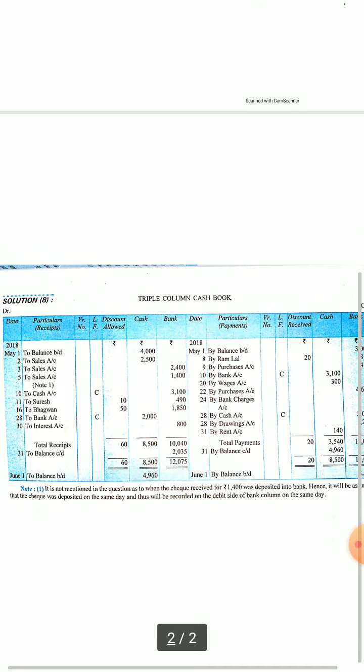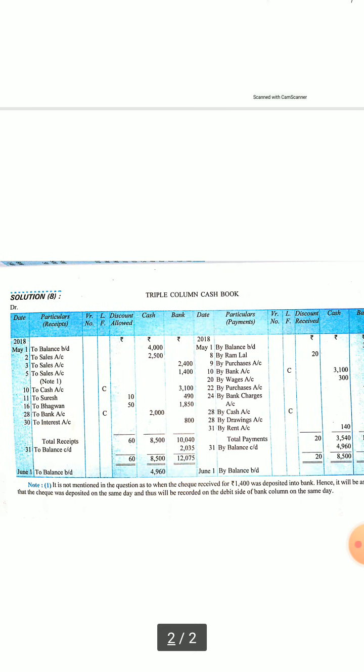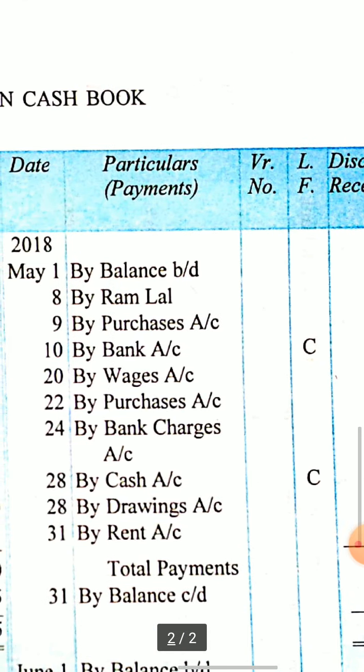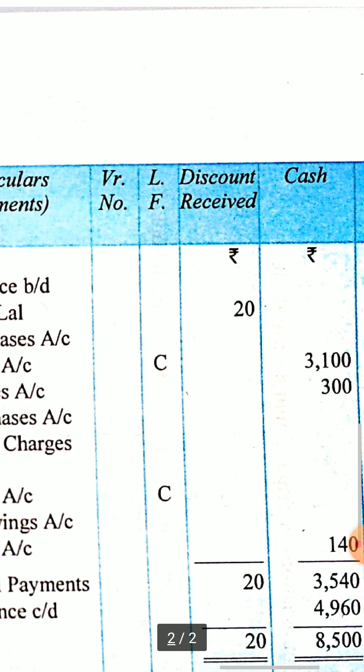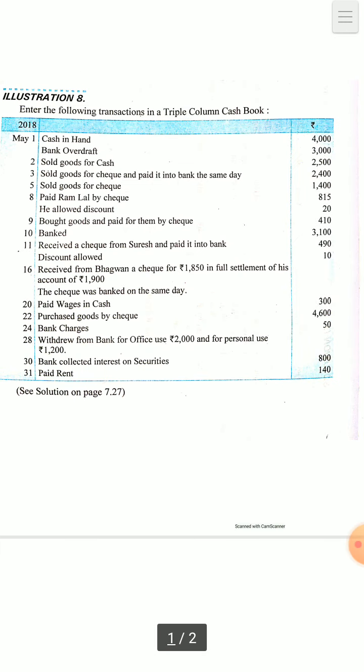Let's see what is the solution. So first thing is how to write this balance. To balance B/D, that is a debit balance, will be written in cash only, because bank has a credit balance. So by balance B/D we have to enter again by balance B/D in the credit side 3000.